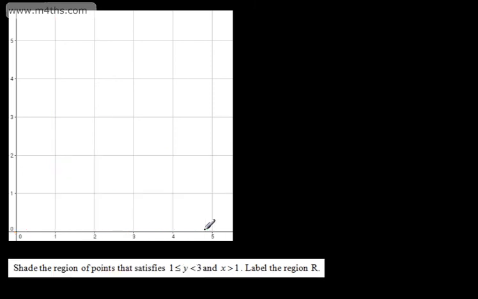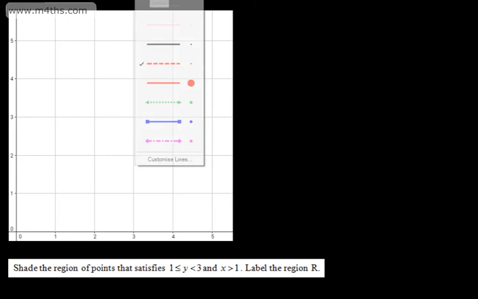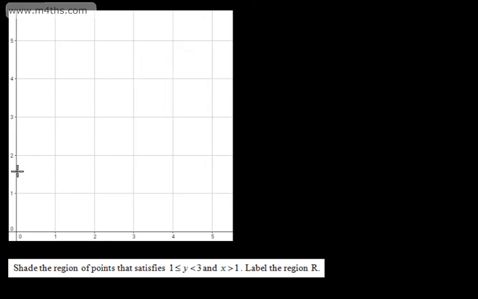Okay, shade the region of points that satisfies y is equal to or greater than 1, yet in turn less than 3, and x is greater than 1. We need to label the region R. So what we're going to have here is a band. So I can include one on the y-axis. So what I'm going to do is go ahead and put this on. So we'll have this right here. This is going to be now the line y is equal to 1. That can be included.